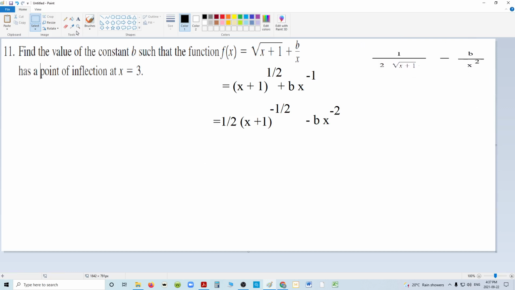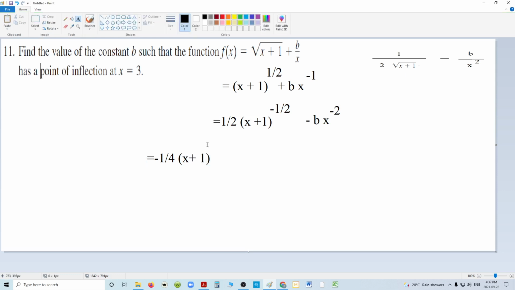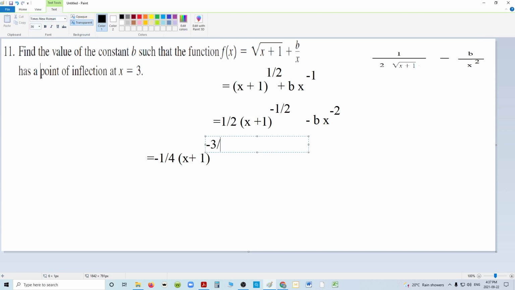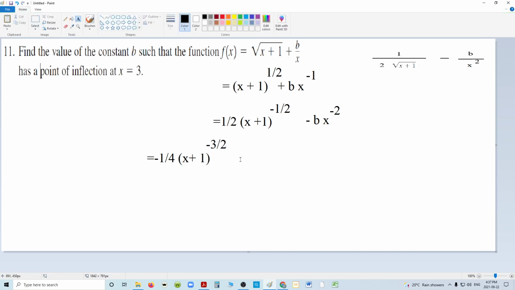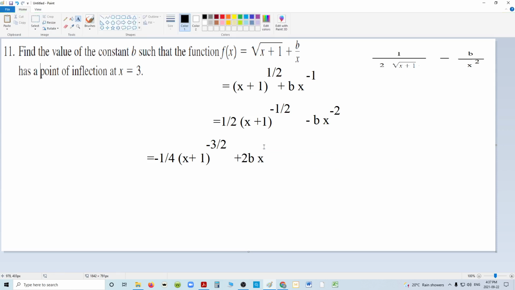Now I'm going to take the second derivative. I'm going to leave it in this structure because it's easier for me to take the second derivative. This comes down in front. I get negative 1/4 in front. And then I get (x plus 1), and I have to lower that negative half by 1, so that's negative 3 over 2. Then I have to take the derivative of the next one, which is plus 2b, which is what happens when you multiply minus 2 times minus b, x to the minus 3.